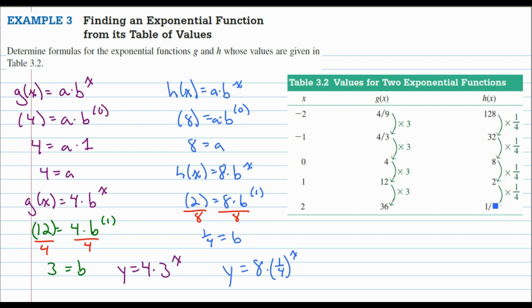Now I can look at my calculator and graph g of x in y1 and make sure it goes through each of these points: -2, 4/9, -1, 4/3, 0, 4, etc. And then I could also graph h of x and make sure that graph passes through its points: -2, 128, -1, 32, 0, 8, 1, 2, and 2, 1/2. If I came up with the right equation, this equation should pass through every single one of those points.